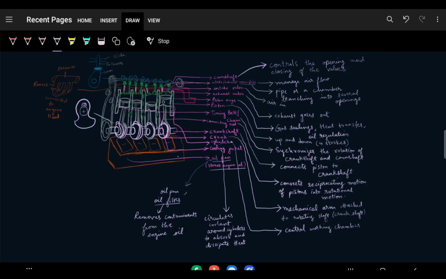And then we have the oil pan and oil filter. The oil pan stores engine oil, and the oil filter removes contaminants from the engine oil.